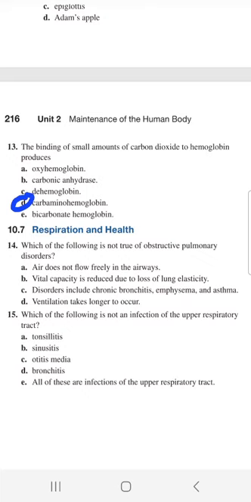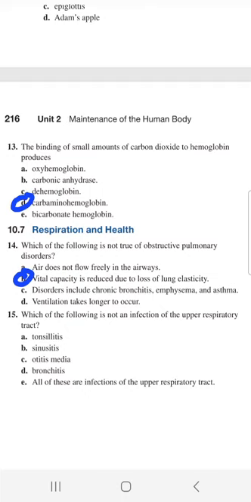Option A, air does not flow freely into the airways. So I want the one that is not true, an incorrect statement. This is correct. Vital capacity is reduced due to loss of lung elasticity. Disorders include chronic bronchitis, emphysema, and asthma. Again, this is correct. Ventilation takes longer to occur. So the vital capacity is reduced because ventilation is obstructed, unless something is done to get rid of the obstruction, it's not going to occur.